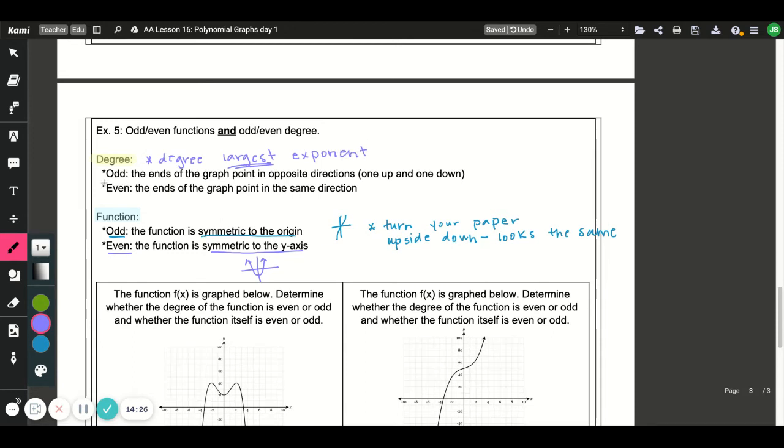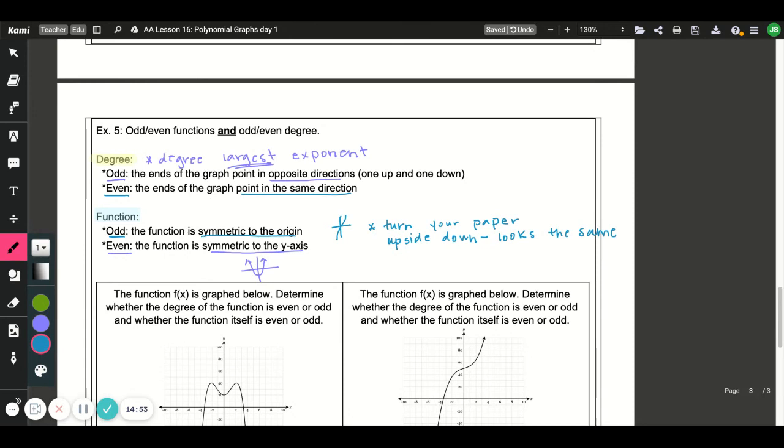Okay. So the degree is odd if the two ends go in opposite directions. So for example, this is odd because this side goes up and this side goes down. It is even if both of your ends point in the same direction. So a parabola would be even. We'll go through some more in a second.